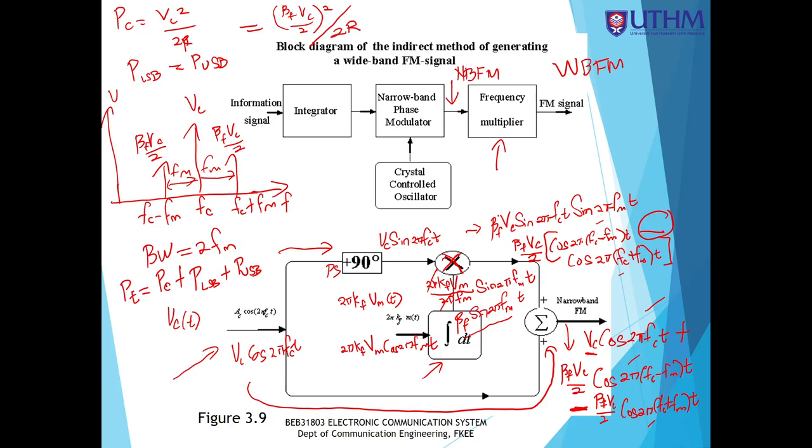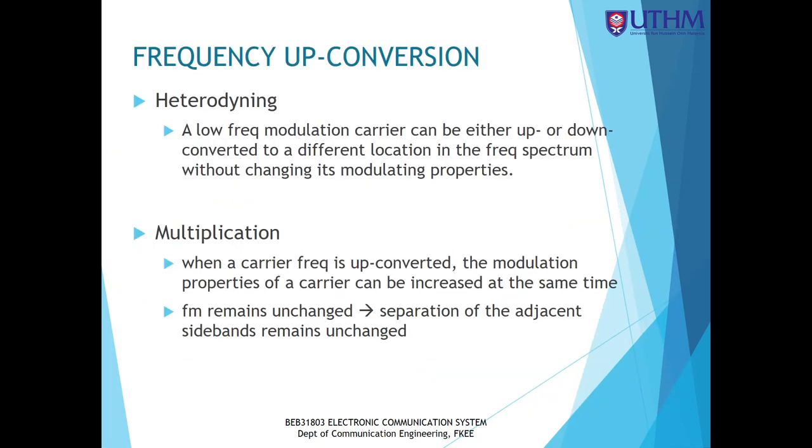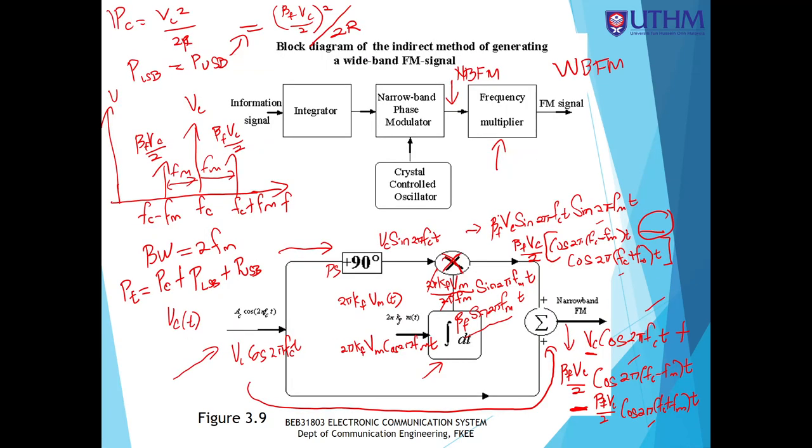Okay, so you're going to get the answer. That means VC square over 2R, plus beta F VC over 2 squared over 2R, plus another beta F VC over 2 squared over 2R. We add all three together and we get the total power.